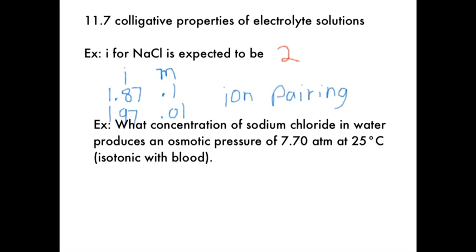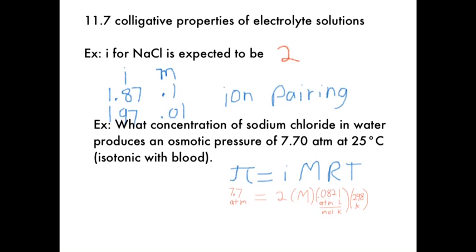Our last example of the day asked what concentration of sodium chloride in water produces an osmotic pressure of 7.7 atmospheres at 25 degrees Celsius. As soon as I see the words osmotic pressure, I know that my math equation is osmotic pressure, pi, is equal to i times molarity times R times T. The osmotic pressure is 7.7 atmospheres. i is 2 for sodium chloride. M, the molarity, we don't know. 0.0821 is the gas constant with units of pressure in it. And temperature in Kelvin is 273 plus 25, so that's 298.